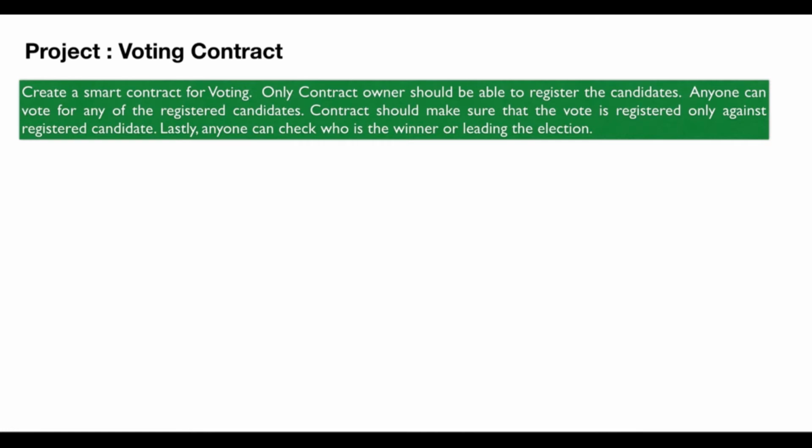Contract owner should only be able to register candidates. Once the candidates are registered, anyone can vote for the registered candidates. Contract should make sure that vote has been received for registered candidates only. And lastly, anyone can check anytime who is leading. And finally, anyone should be able to see the result when voting is completed.